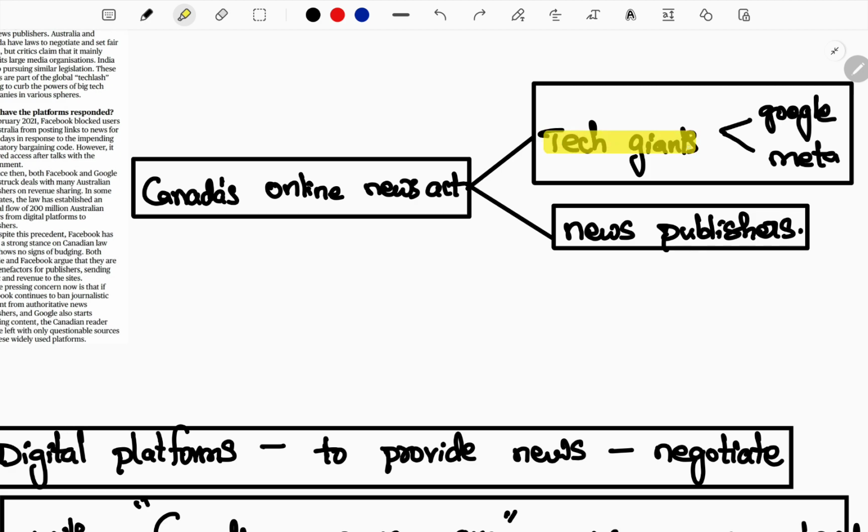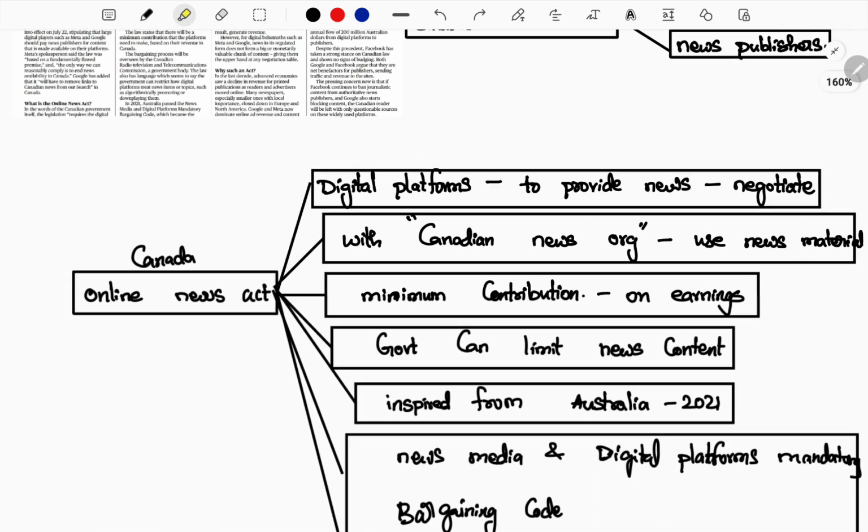One is the tech giants or online giants, that is our digital media, the tech giants Google and Meta, which are taking their space in the international scenario. The other is the news publishers. Previously we published news through print media and other media, but now digital media like Google, Meta, Facebook, Instagram are taking its space, and they are utilizing the data from the news publishers that is being circulated in the digital medium.